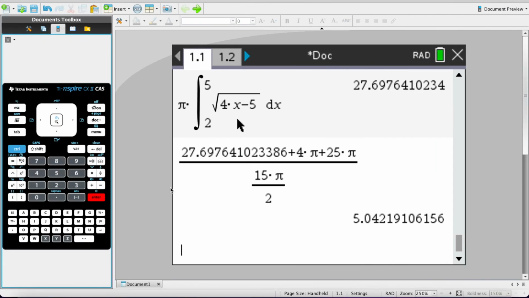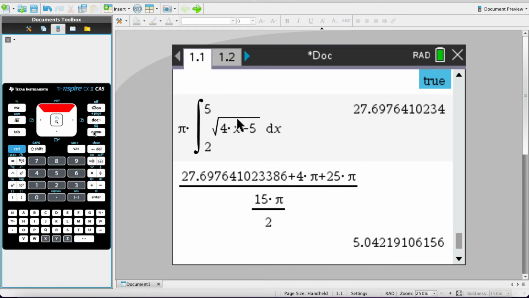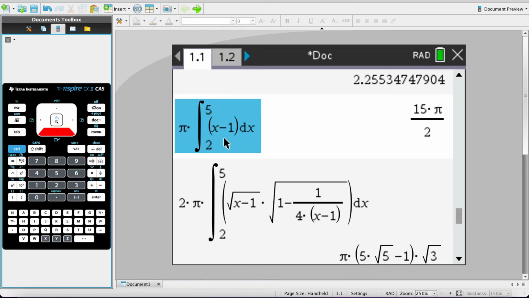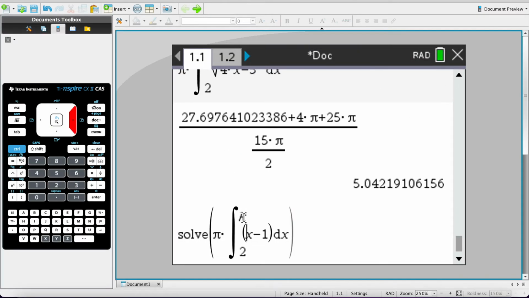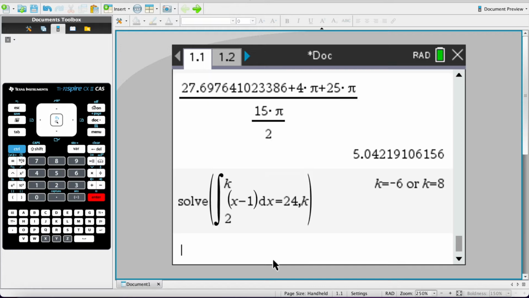So what I'll just do is menu 3-1, and don't bother typing that again. Just go up here, change that to a k, and you can also get rid of that and just put equals 24, comma k. k is -6 or k is 8, and of course k is greater than 2 because it's from 2 to k, and they wouldn't say 2 to -6 in that order. So k is equal to 8.